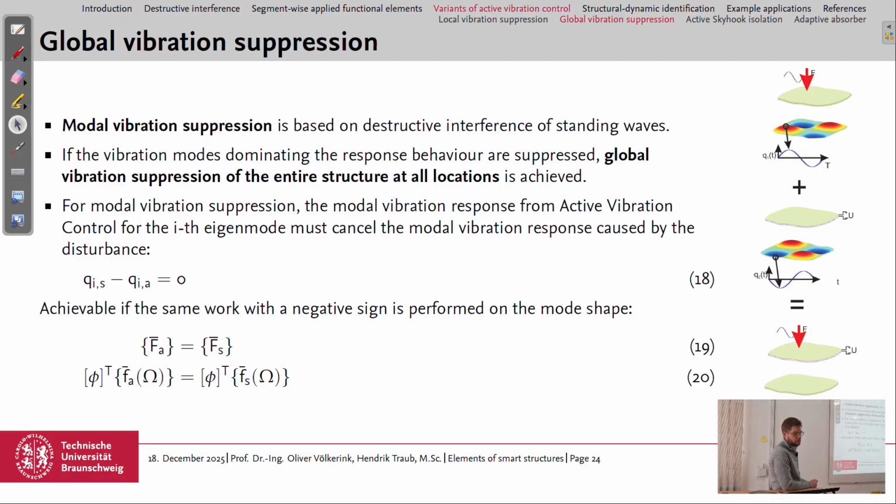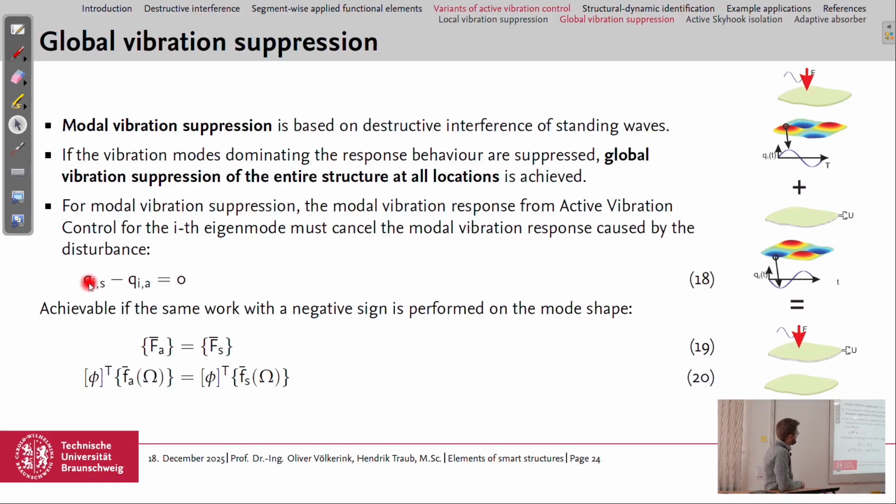Now we look again at the global vibration suppression. So the modal vibration suppression is based on the destructive interference of the standing waves, like shown in the first slide of the lecture. If the vibration is dominated by some eigenmodes, and we can suppress them, or have also the same eigenmodes excited with a phase shift, then we can really suppress the vibrations at the entire structure at all locations, not just at one.